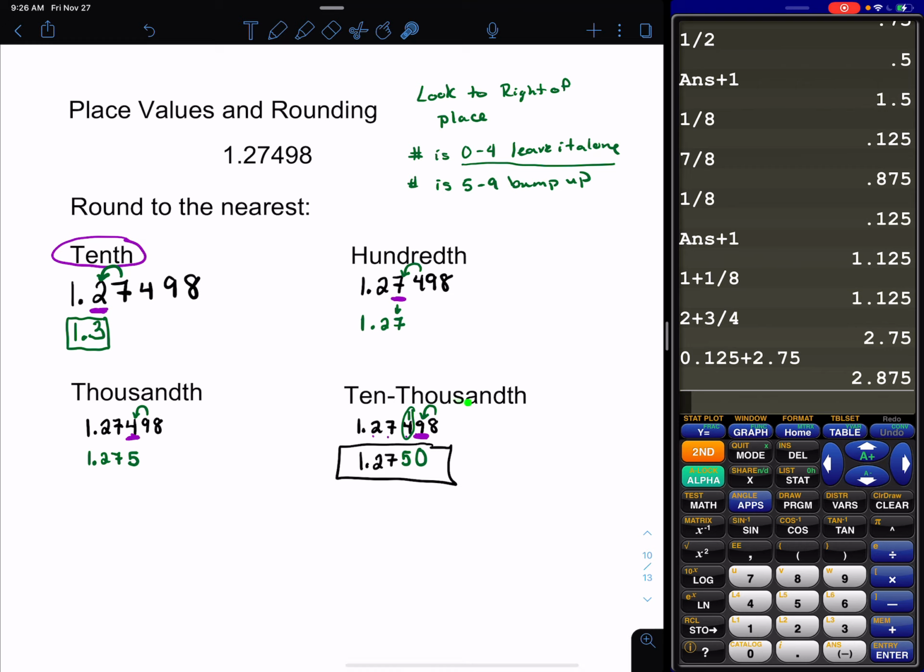Now, if we look at rounding to the nearest 10,000th, this one's a little tricky. The 9 is in the 10,000th spot, so the 8 tells us to bump the 9 up. But if we bump 9 up, we get a 10. We can't put 10 in that spot for one digit, so what we do is we put the 0 there, and we carry the 1 over to the next spot. So we'll end up with 1.2750, or 1 2,750 10,000ths.